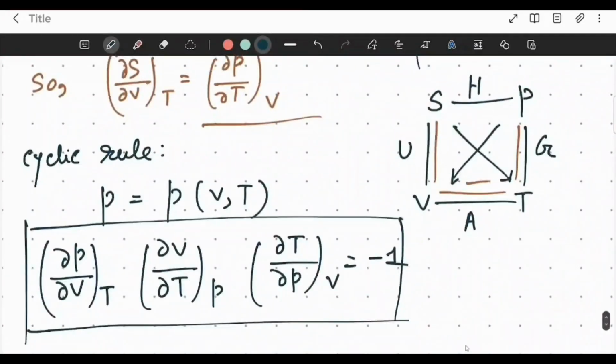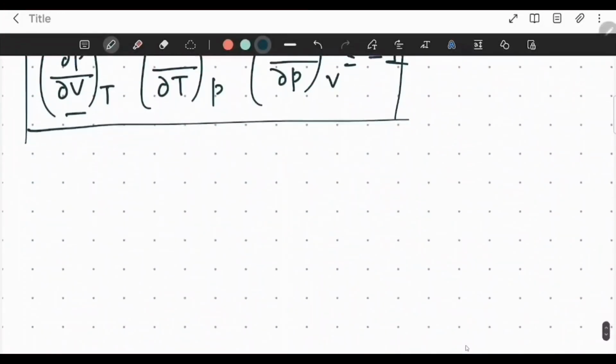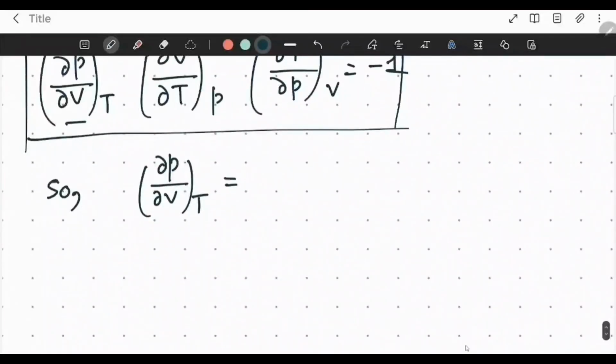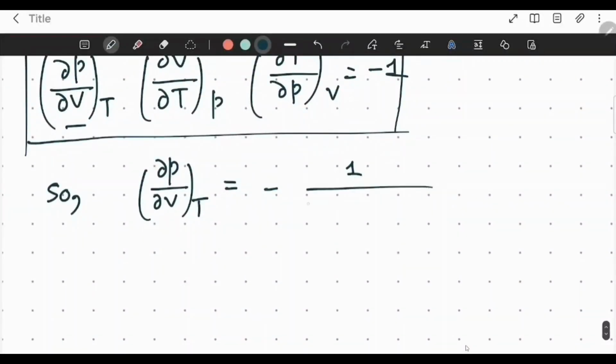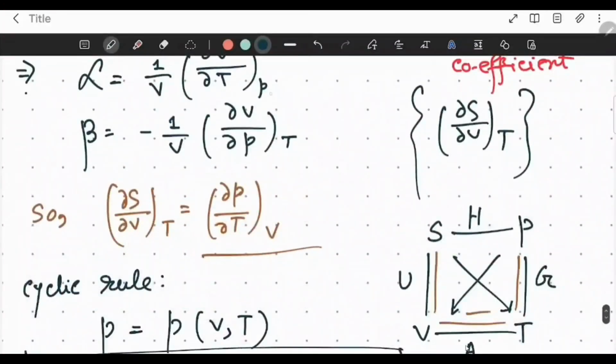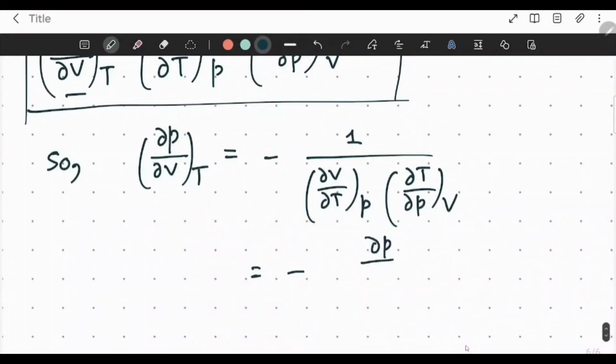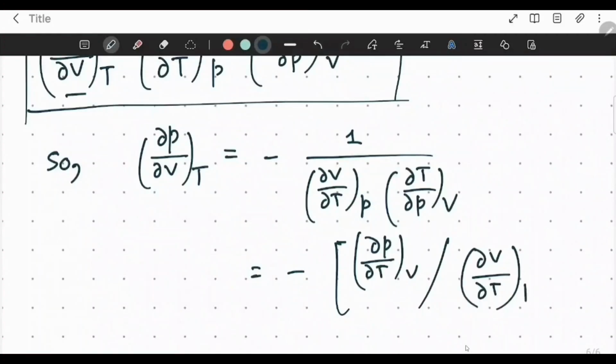Now you can easily find out del P del T at V. It will be equal to minus 1 by del V del T at P into del T del P at V. Del V del T at P is known, and we can write this as del P del T at V divided by del V del T at P.